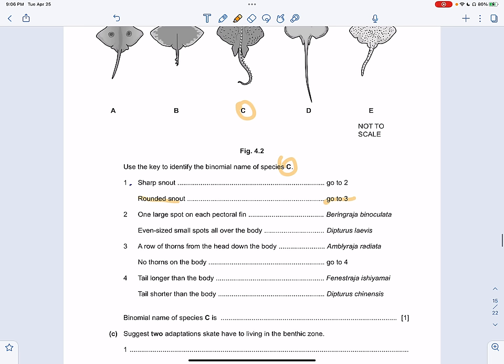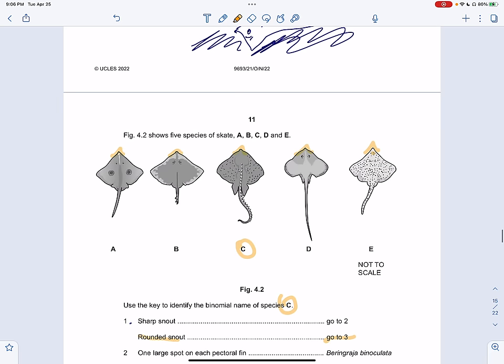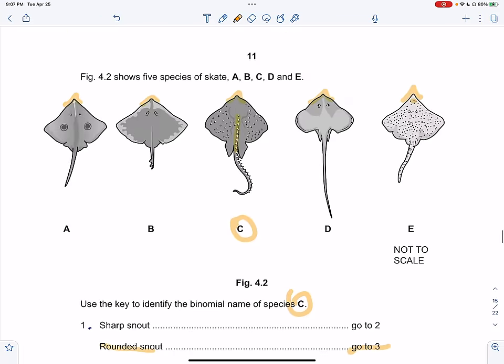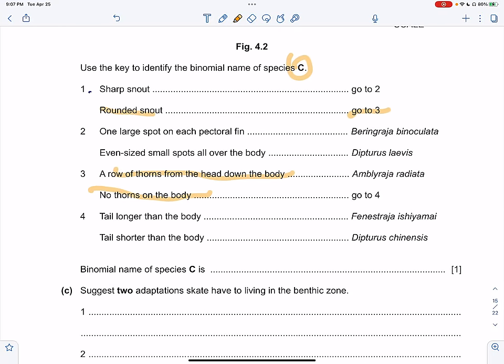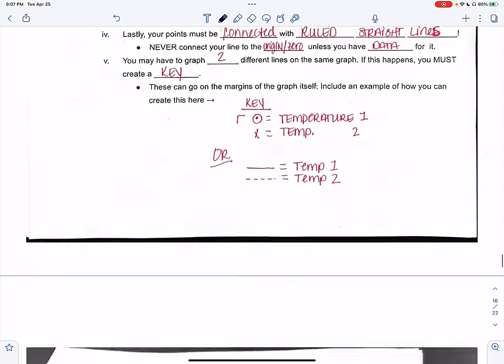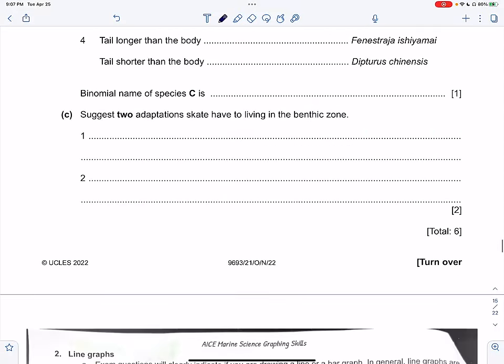Go to three. A row of thorns from the head down the body, or no thorns down the body? Thorns. Okay. And that's an easy one. Row of thorns on the head of the body. That's the species name. We're going to write it like that. You need to make sure that the genus is capital and the species is lowercase. You don't need to write it in italics, but that's how it needs to be written.